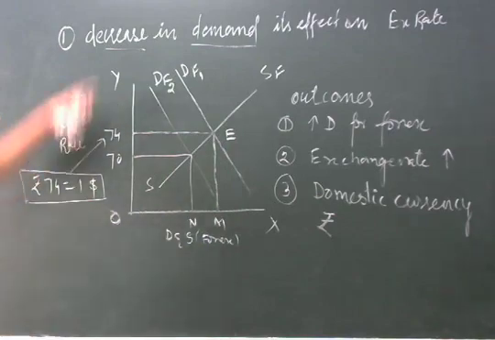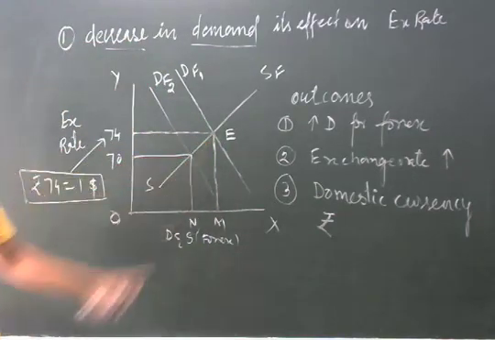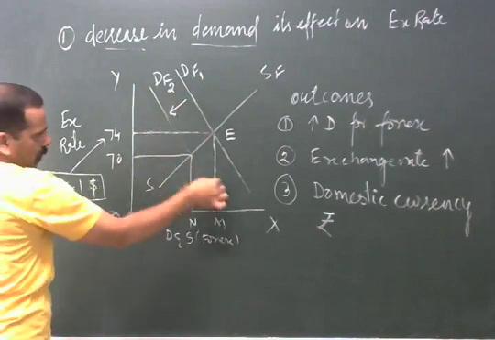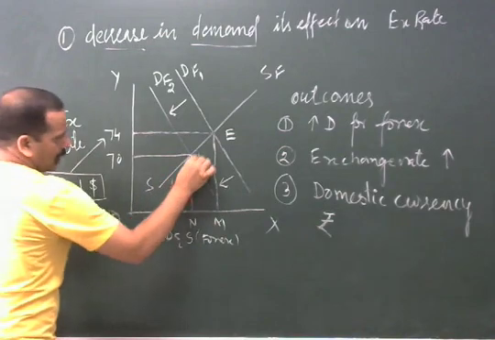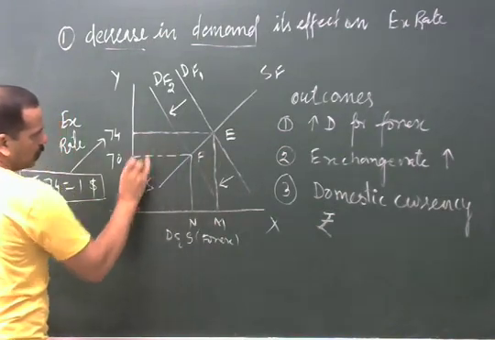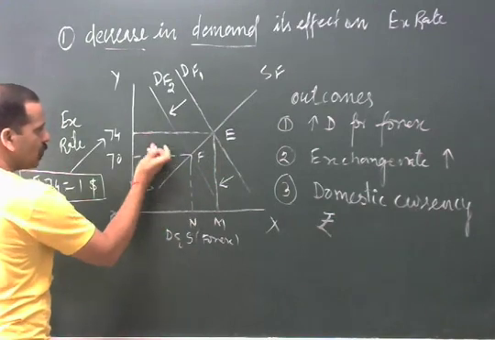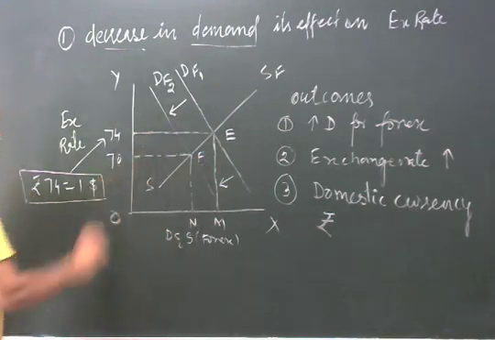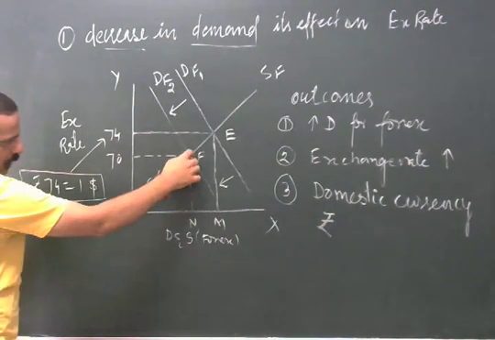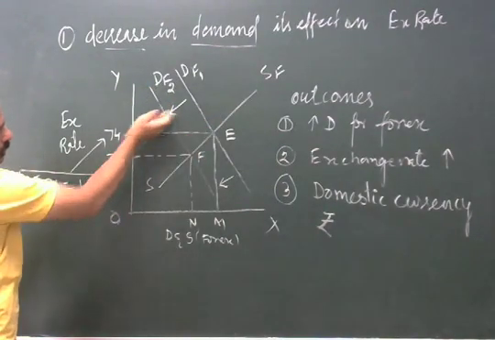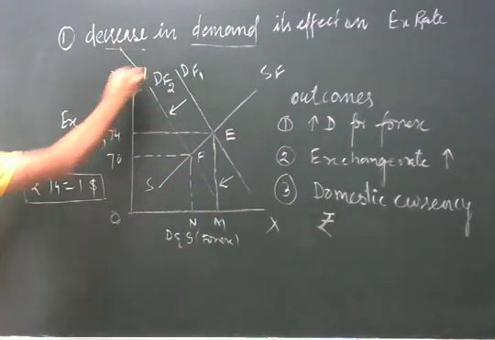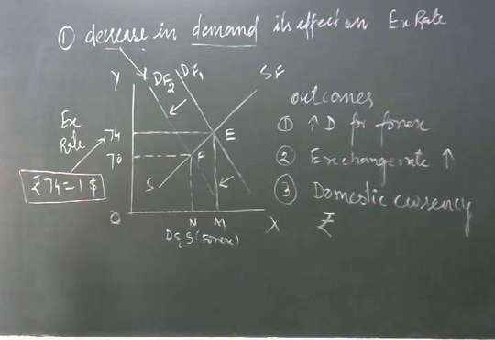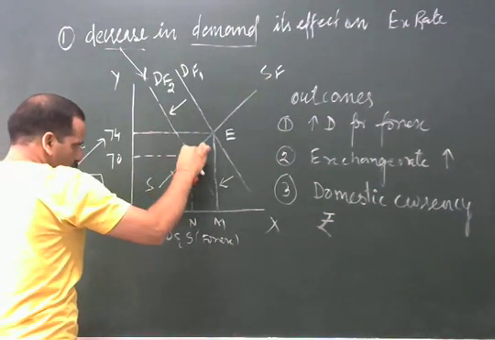Now there is a decrease in the demand. When there is a decrease, the demand curve will shift downward, and will intersect at this point. This is a broken line. At point F, both of them intersect. This broken line represents the decrease in demand for the foreign currency.